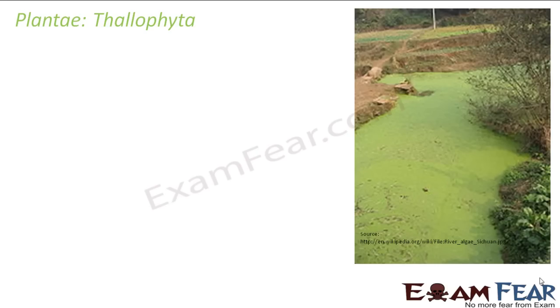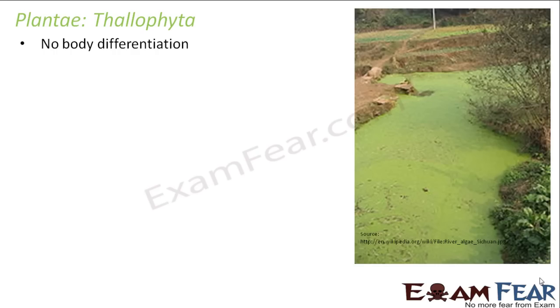What are thallophytes? These are the plants with no body differentiation. As I said, they do not have a specific root, stem, leaves, shoot. So there is no specific differentiation of the plant body. So they are known as thallophyta.